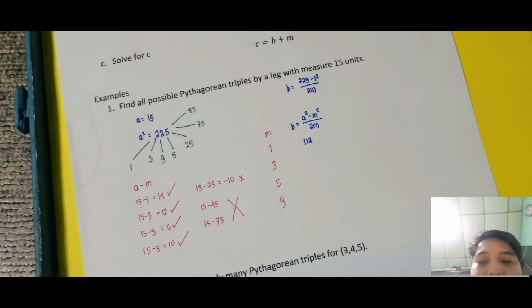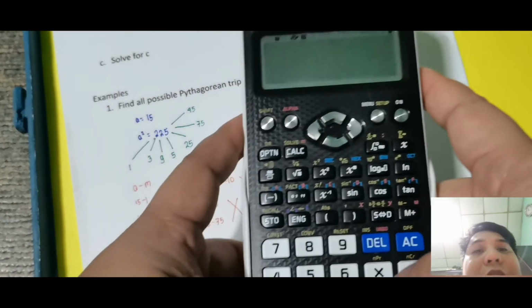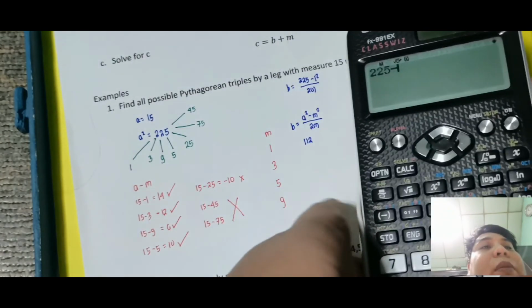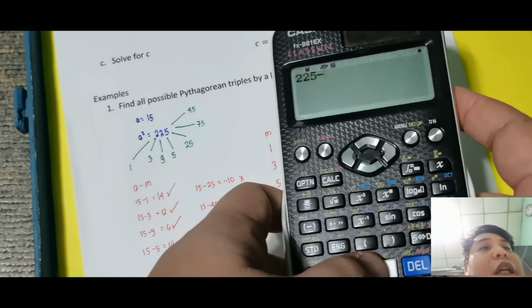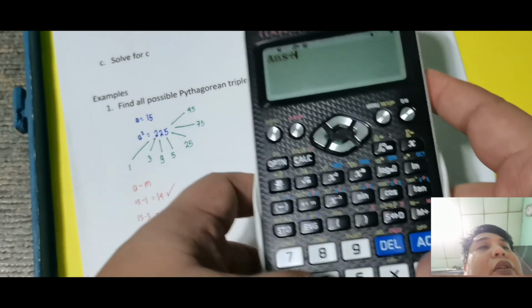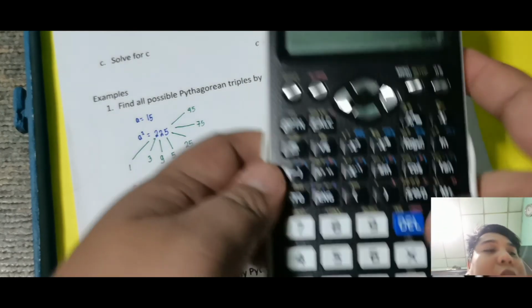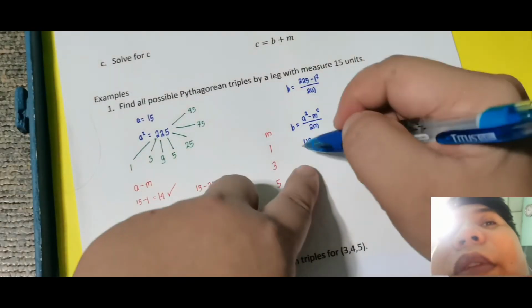For m is equal to 3, that is 225 minus 9. Tama, kasi 3 squared yun eh. Minus 9 divided by 2 times 3, that is 6. So, 36. Ulitin ko lang yung ginawa ko. Ang ginawa ko, na-square ko na yung a kasi may a squared naman eh. 225 minus 3 squared, so yung 3, ginawa kong 9. Okay, so that is 216. Then, divide ko sa 2 times 3, that is 6, kasi 2m yun. That is 36. So, ilalagay ko dito b as 36.